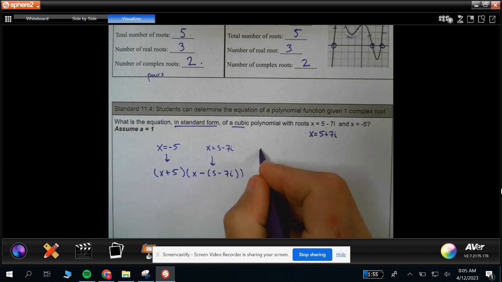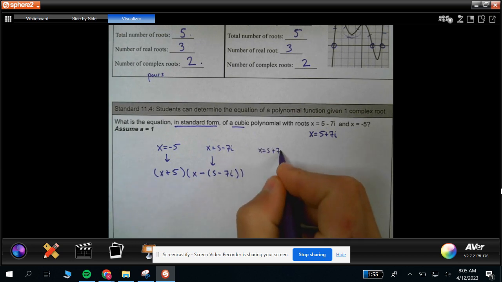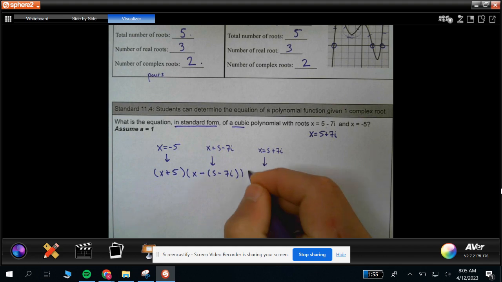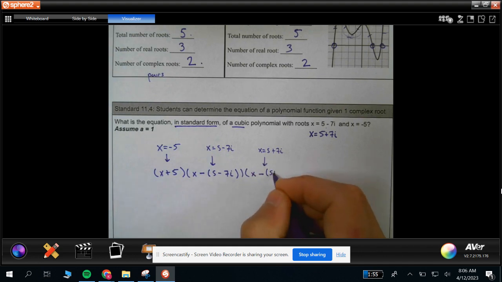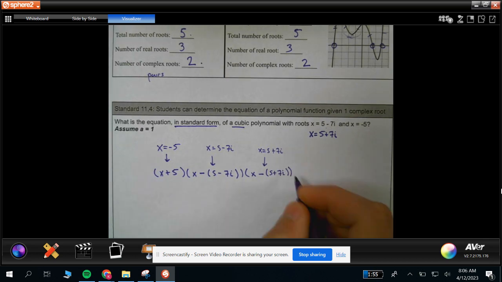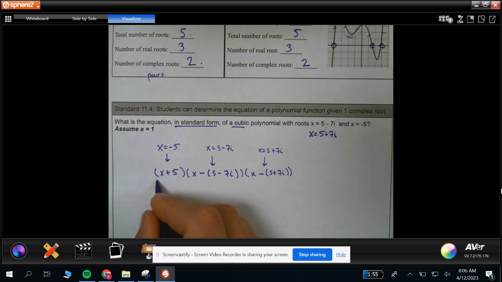My last root, x equals 5 plus 7i. It's kind of the same thing. Start with x, subtract the same thing. I'm just taking it away. Now, all that is our factored form. Now, let's simplify this a little bit.